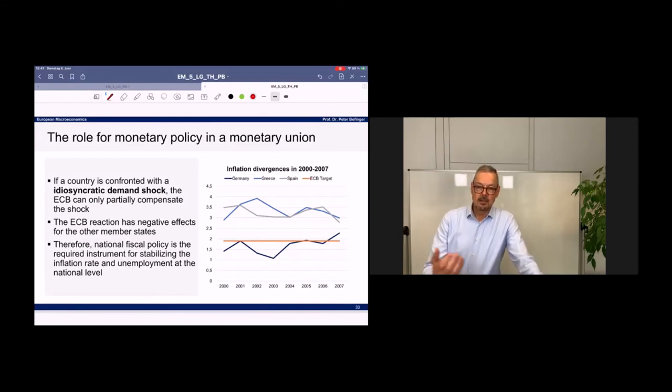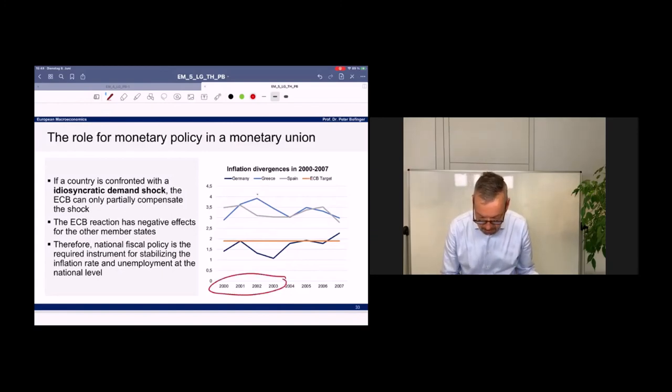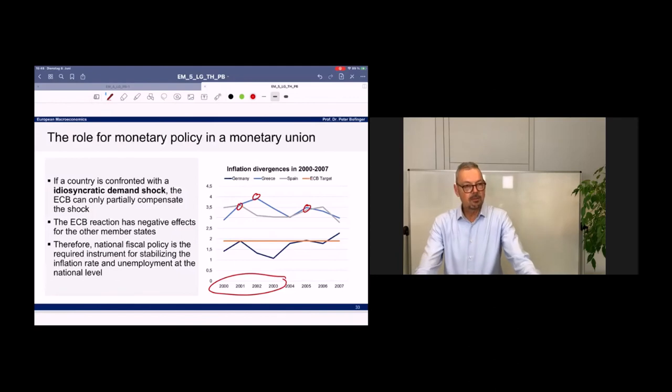In addition, the reaction of the ECB also creates problems for all the other countries who do not have a shock. And therefore, it's also useful, in my view, that in a monetary union, fiscal policies also try to deal with country-specific shocks that have an impact on the inflation rates. We can see it quite nicely here in the early years of the monetary union, when countries like Greece or Spain got inflation rates of more than 3%.